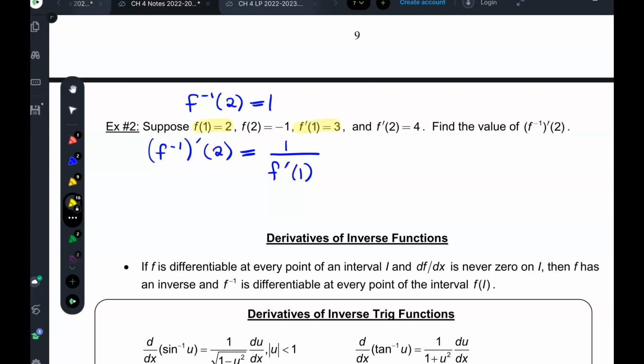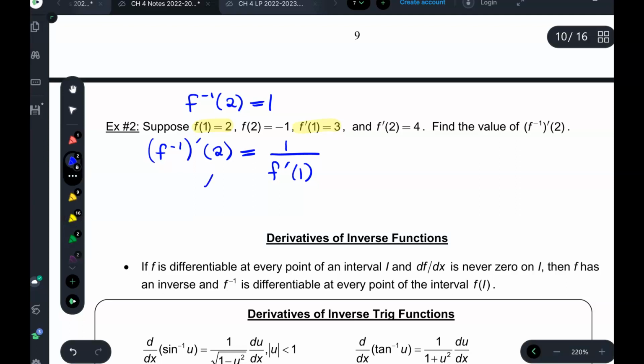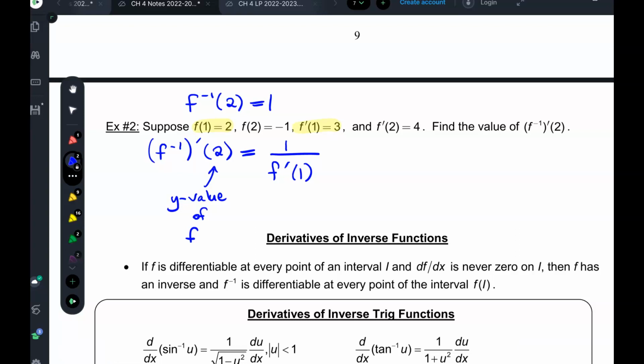Basically, this is the Y value of F. So this was negative 1. If this had a negative 1 in it, then I would use this point. But since this was a 2, I'm looking for where there's a Y value of 2, which is here, which means I want to evaluate 1 over F prime of 1.